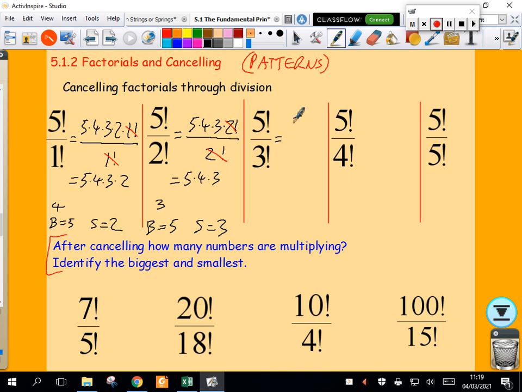5 factorial divided by 3 factorial is 5 by 4 by 3 factorial, all divided by 3 factorial, and there's going to be cancellation there. That's just 5 by 4, which of course is 20, but really I'm interested in establishing some patterns here. How many numbers are multiplying? There are 2 numbers multiplying, 5 by 4. The biggest number is 5 and the smallest is 4.